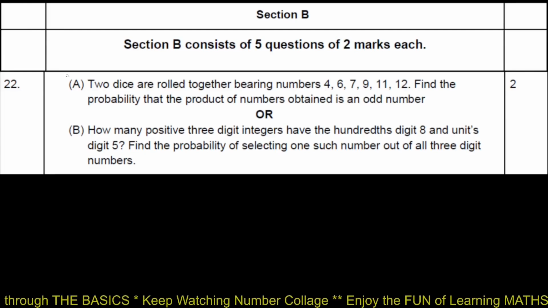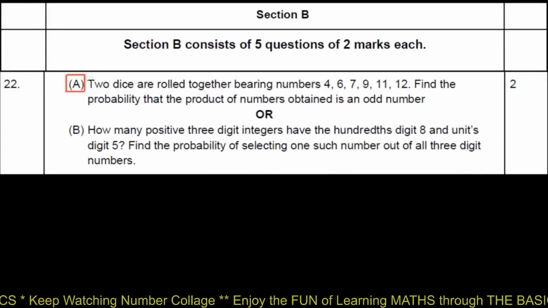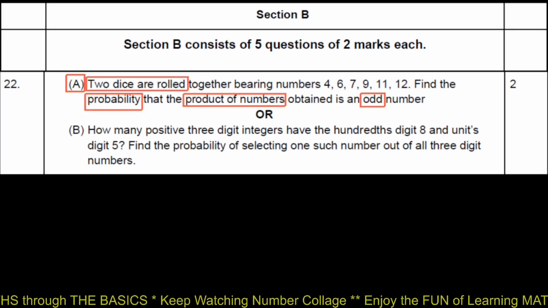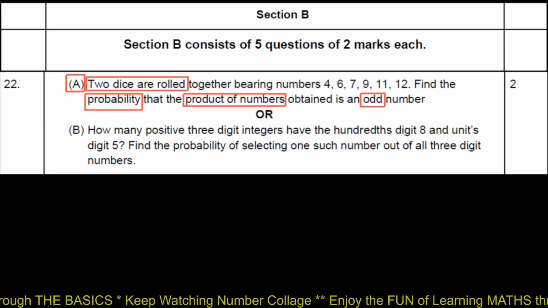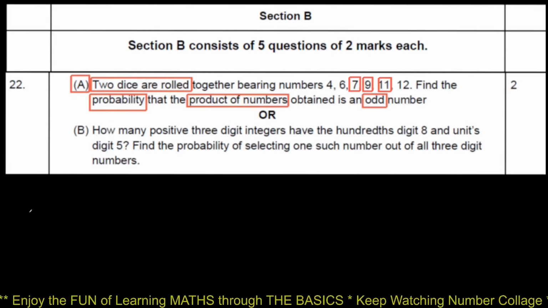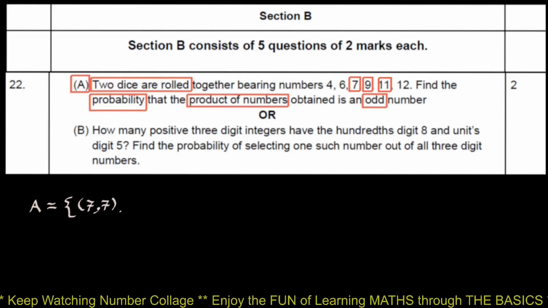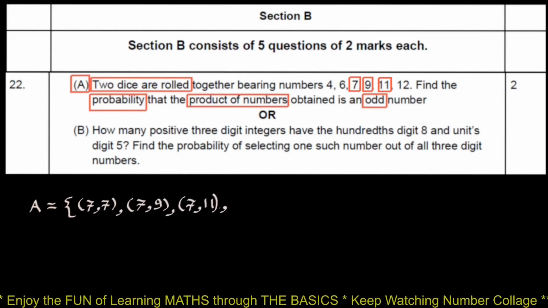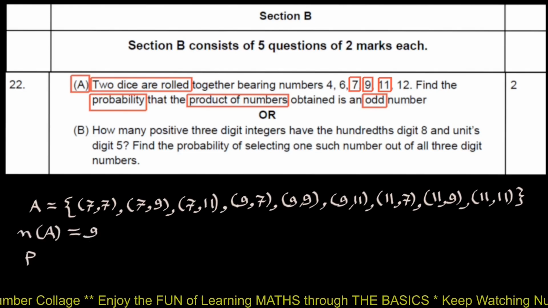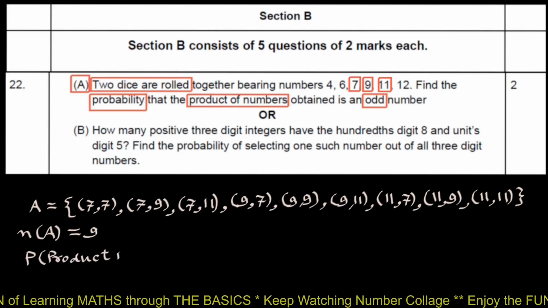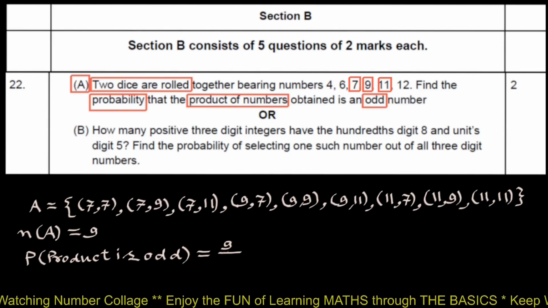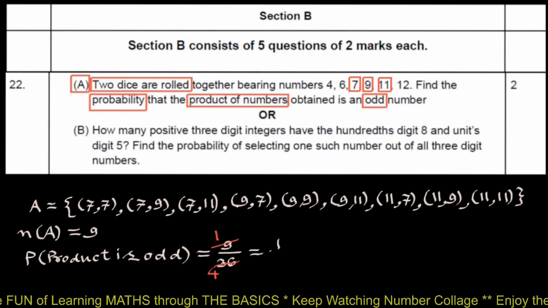In sub question A, the keywords are 2 dice are rolled. We have to find the probability that the product of numbers is odd. Product of 2 odd numbers is odd. So we have to choose only the odd numbers 7, 9 and 11. Favorable outcomes will be 7,7; 7,9; 7,11; etc. and 11,11, amounting to 9 favorable outcomes. So the probability that the product is odd is 9 upon the number of elements in the sample space, 6 into 6, 36, that is 1 upon 4. The answer.